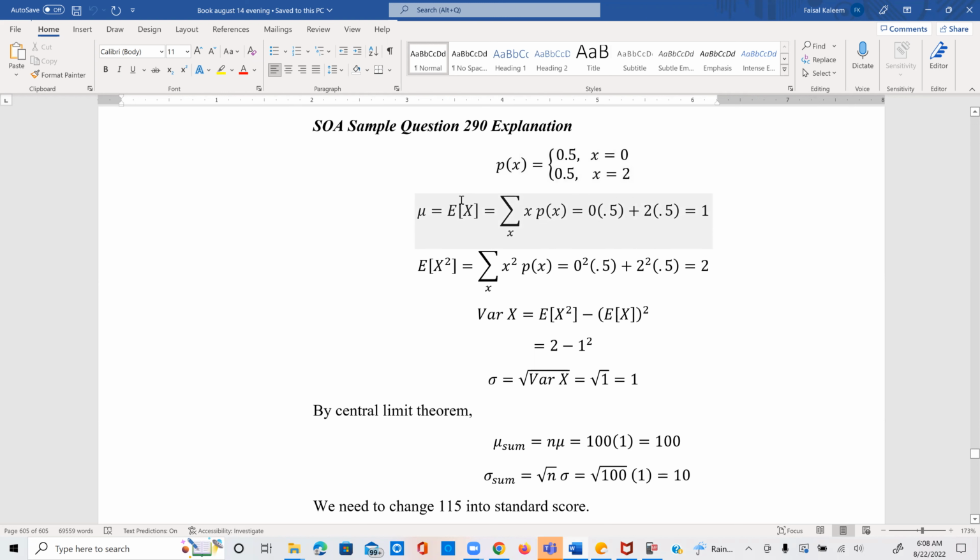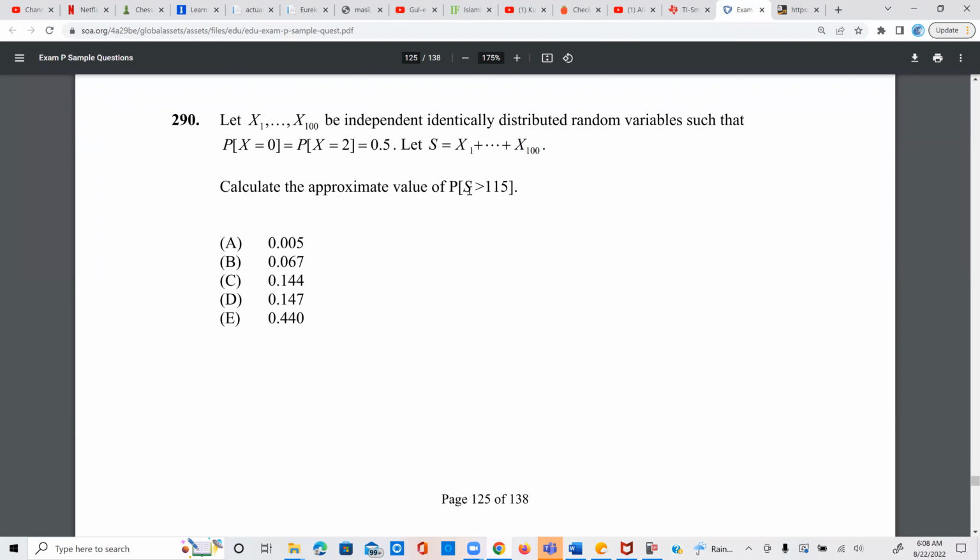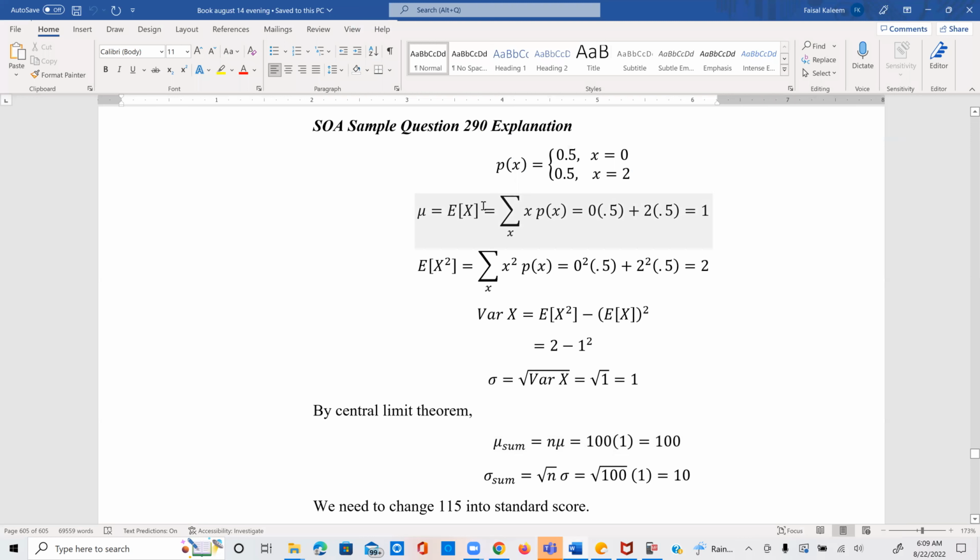And the expected value. So remember, we are to calculate the probability of their sum being greater than 115. So this should be done through normal approximation. And in order to do that, we first need to have the mean and standard deviation of each of the individual variables. And then we will use the central limit theorem to get the mean and standard deviation of the sum, and then use our normal approximation. So the first step is to calculate the mean and standard deviation of each of the variables.